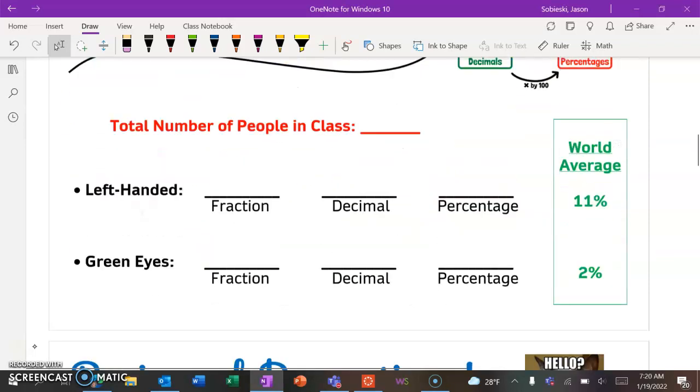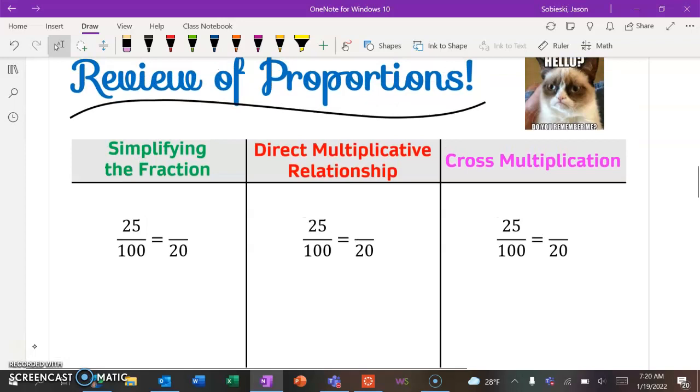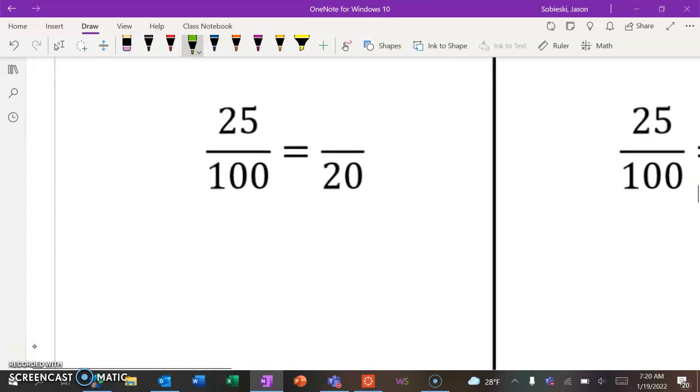Okay, so what we're going to do is review proportions just so that you can remember the three ways that we could solve this. So again, a proportion, all that means is it is two fractions that are set equal to each other. So, for instance, 25 over 100 is equal to a certain number over 20, right? And we're going to see if we can figure out what that missing number has to be.